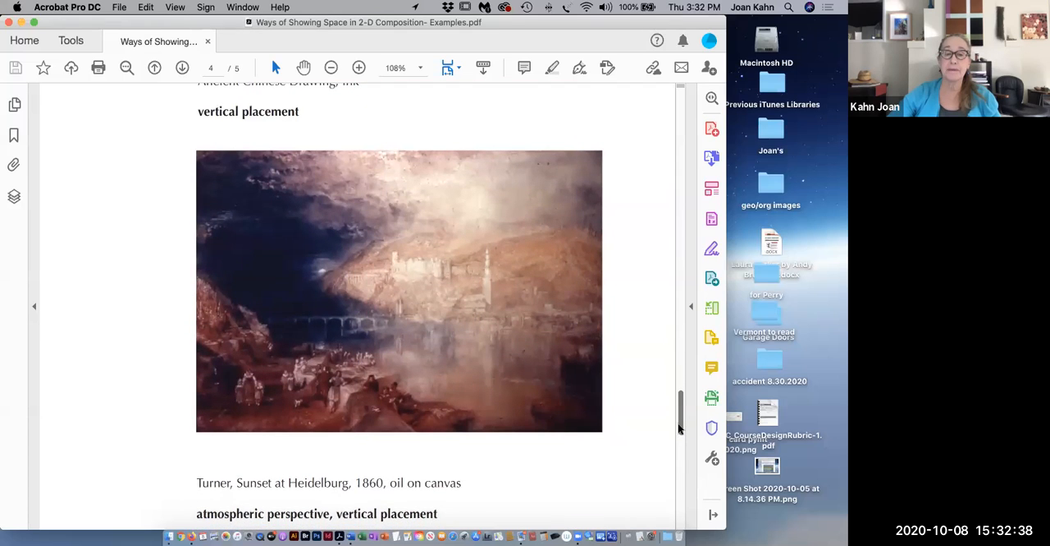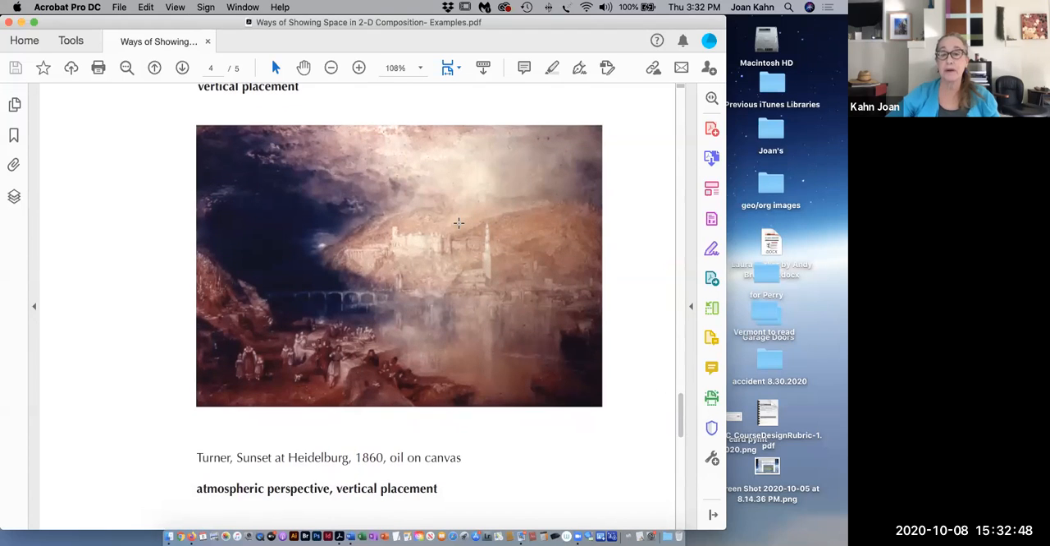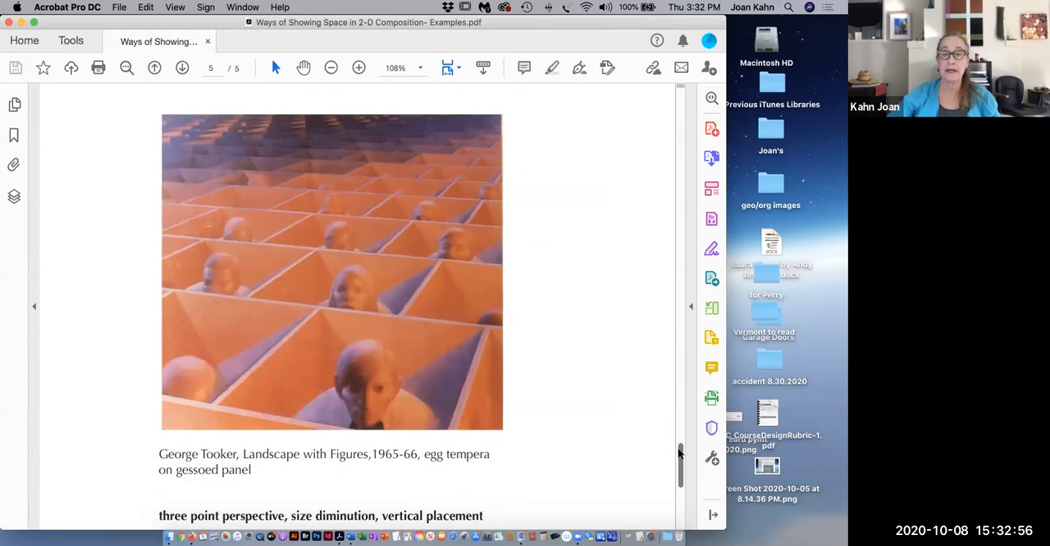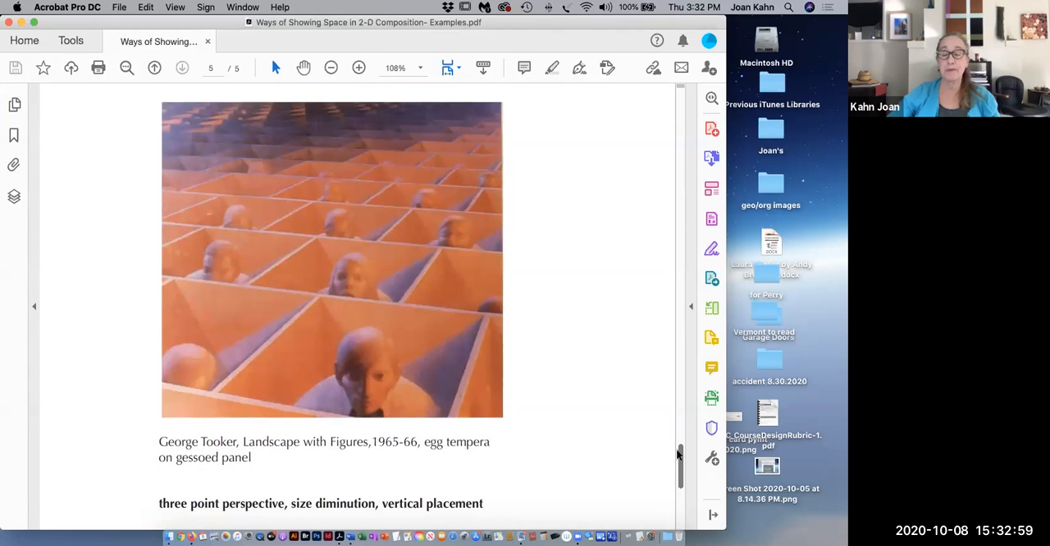This is Turner, who is a British impressionist, and it shows atmospheric perspective and vertical placement. So this is where things get blurry in the background, or less distinct, less detailed. And finally, 3-point perspective. My students tell me there are lines moving backwards this way, lines moving to the left, backwards, and even lines that move down to a third vanishing point. So size diminution and vertical placement.